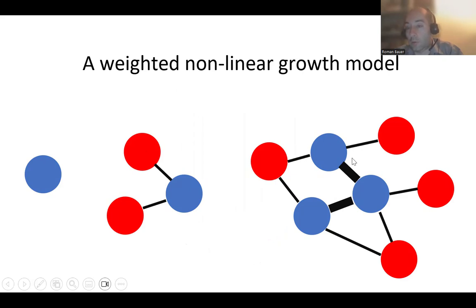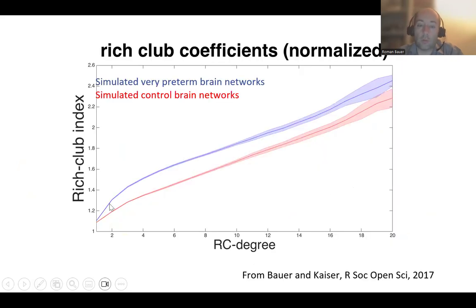It's not only binary connections, but it's also strengths, because we have that information in the human brain from diffusion tensor imaging. And then by using this model, we could also generate essentially preterm brain networks, so simulated preterm brain networks. These are all simulated samples, which have a more pronounced Rich Club index.